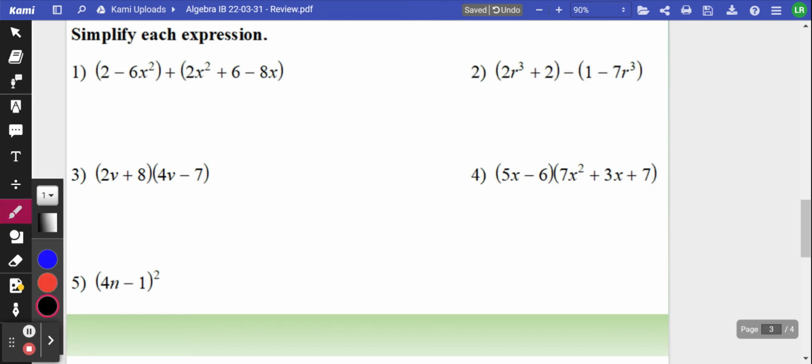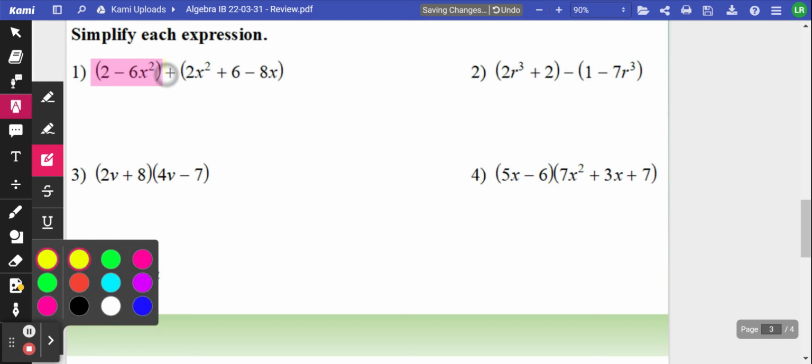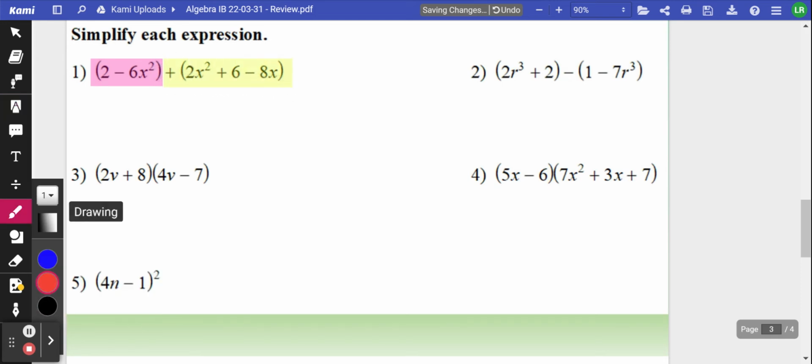All right, number 1. I want you to notice number 1 has a plus sign in front of it. So I need to check for both parts of the distributive property. I have 2 distribute parts that need to be checked separately. In front of the first parenthesis, positive 1, that's good. The second parenthesis, positive 1, that's good. So I can just add up my like terms.